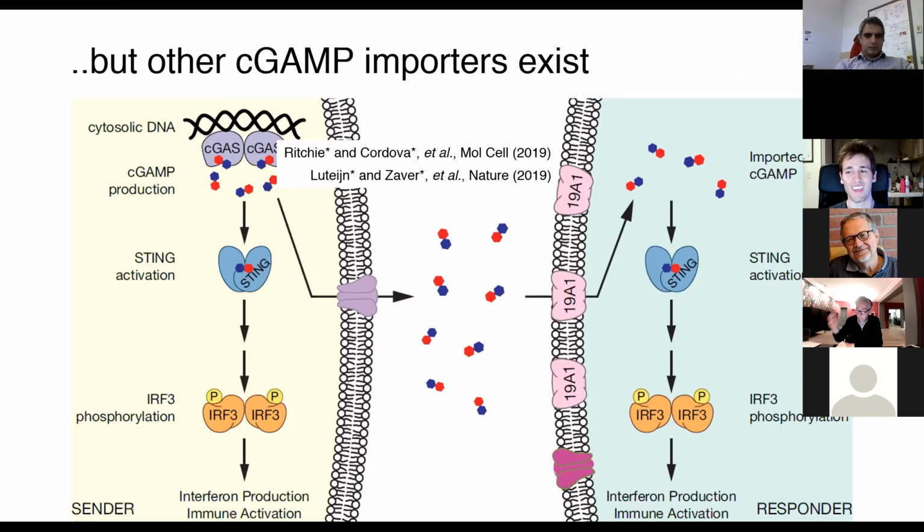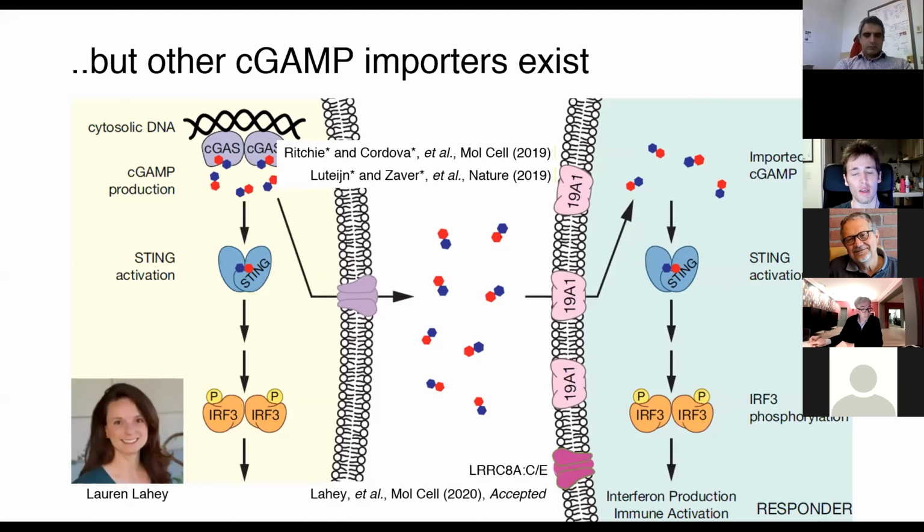And so I'm not going to actually go into detail too much about this, but I will say that Lauren Leahy in the lab performed a CRISPR screen in U937 cells that had SLC19A1 knocked out in order to identify this residual cGAMP import activity. And what she found was that SWELL1, also known as LRRC8A, complexed with its paralog LRRC8C or LRRC8E, was able to function as a cGAMP importer. And as Zhaozhu mentioned, this was another cGAMP importer that was independently identified by another group.